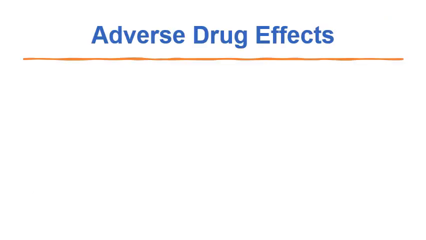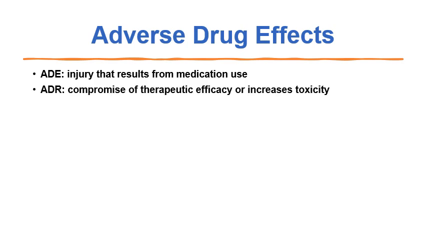So in looking at adverse drug effects, or an adverse drug event, this is an injury that results from medication use. Some adverse drug effects are caused by preventable errors, so sometimes they can be caused by just mistakes that get made with how the drugs are taken. Adverse drug events that are not preventable are often the result of what we call adverse drug reactions. So these are things that compromise therapeutic efficacy or increase toxicity of the drug.